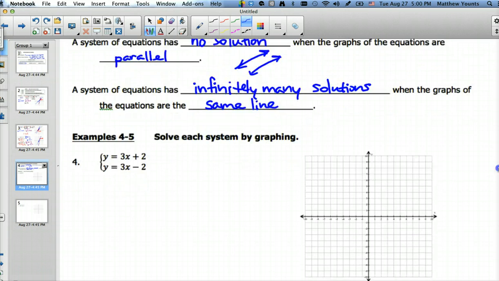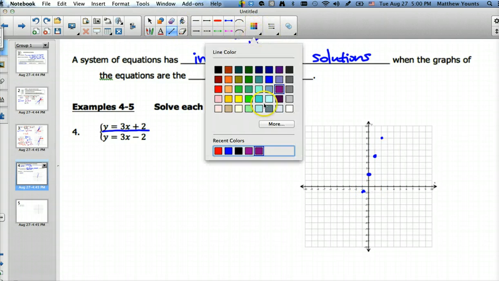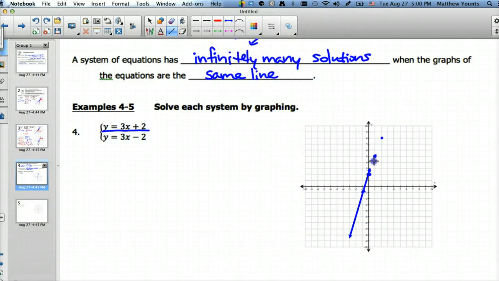So number 4, we have y equals 3x plus 2 and y equals 3x minus 2. So if I do the first equation, y equals 3x plus 2, my y-intercept is positive 2, and my slope is 3 over 1. And so that line looks like this, and then my bottom equation has a y-intercept of negative 2, but it also has a slope of 3.